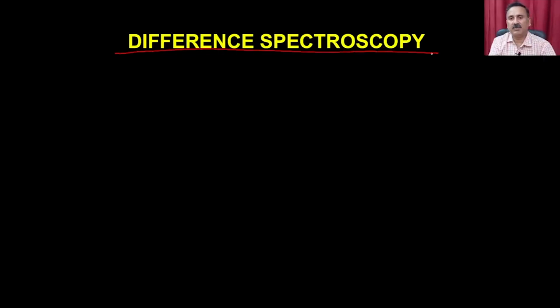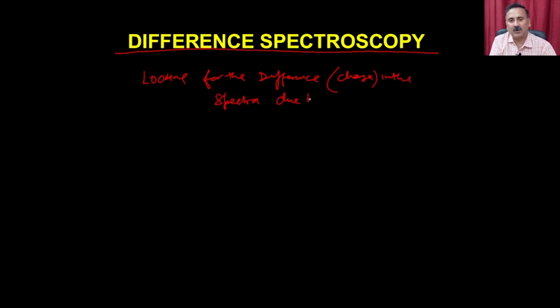So what do we mean by difference spectroscopy? Difference spectroscopy means that you are looking for a difference. You are looking for the change in the spectra due to the substrate molecule. So, for example, if I have a protein, for example HPO.